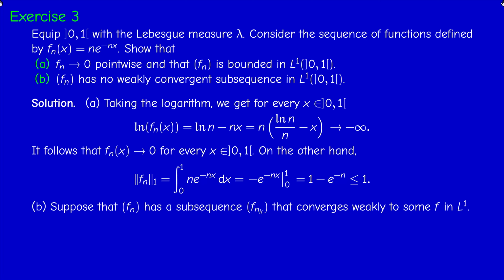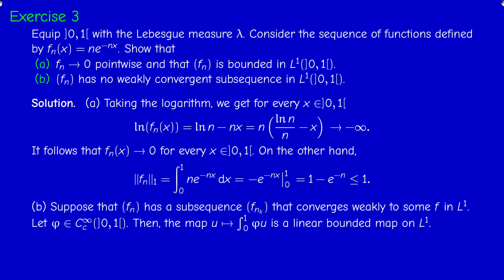So to solve question B, we reason by contradiction. Suppose that fn has a subsequence fnk that converges weakly to some element f in L1. Now pick an arbitrary function phi which is infinitely differentiable with compact support in (0, 1). Consider the operator from L1 to R that to each element u in L1 associates the integral from 0 to 1 of phi u. Actually, it's the Lebesgue integral, which should be written as the integral over (0, 1) of phi u d lambda, but it's the same thing.